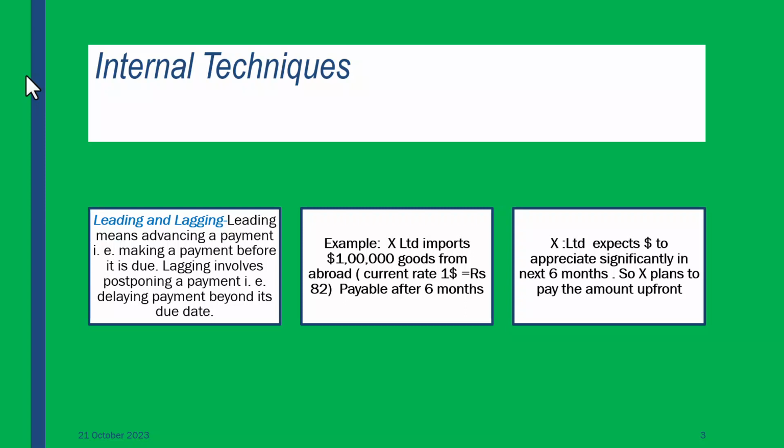So he plans to pay the amount upfront so that he doesn't lose money. Suppose the dollar goes to 85, you are going to lose 3 rupees per dollar, almost a loss of 3 lakh rupees if you make the payment on the due date. So you make an early payment. Is that okay? Fine. We have just started, so we haven't missed the first slide.